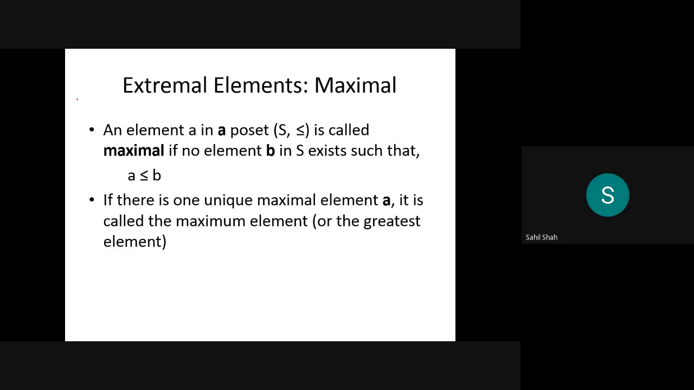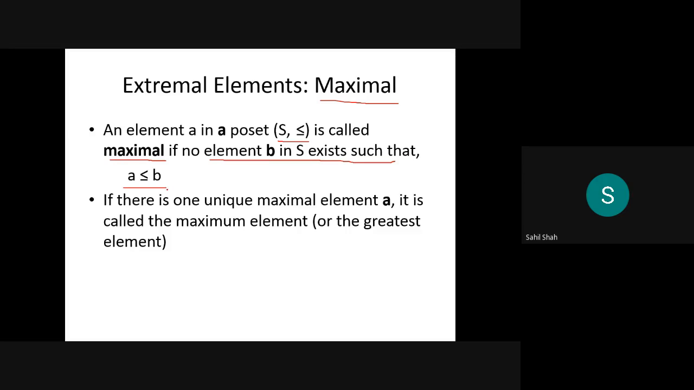So observe, there are two types of extremal elements, something maximum or something minimum. I will go for high or low. So extremal elements, what are the maximal elements? We are defining all this in the context of the hasse diagram that we have recently seen. An element small a in the POSET S comma less than or equal to will be said to be maximal if there is no element small b in S such that we could have a relation a less than or equal to b.